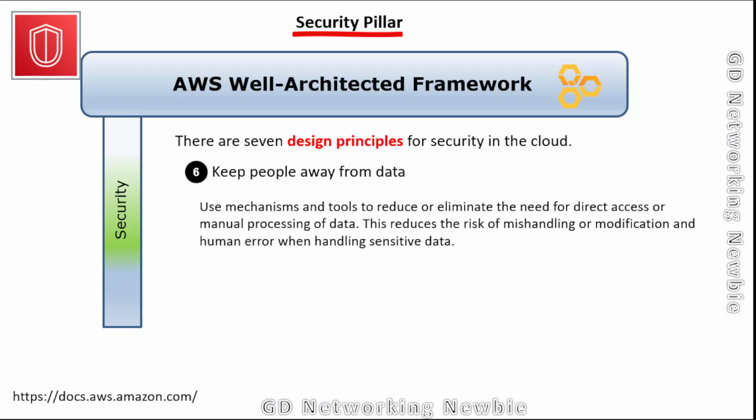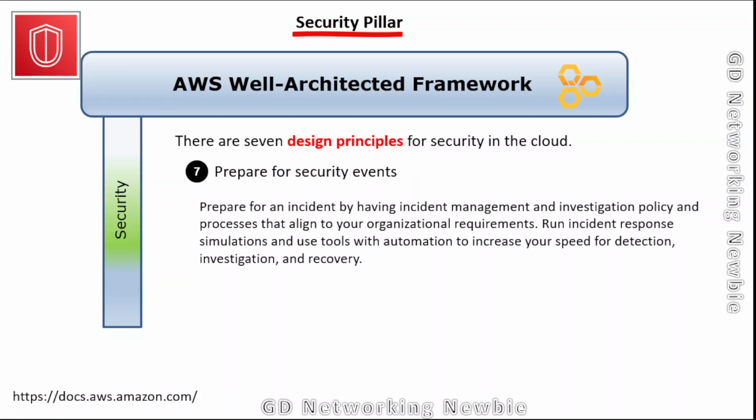The sixth design principle is to keep people away from data. So here it says to use mechanisms and tools to reduce or eliminate the need for direct access or manual processing of data, because this actually introduces human error in the data. So this is recommended. This reduces the risk of mishandling or modification and human error when handling sensitive data.